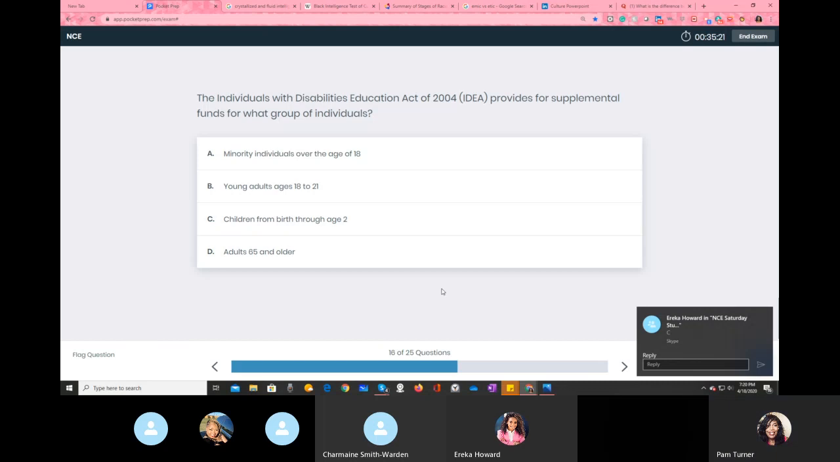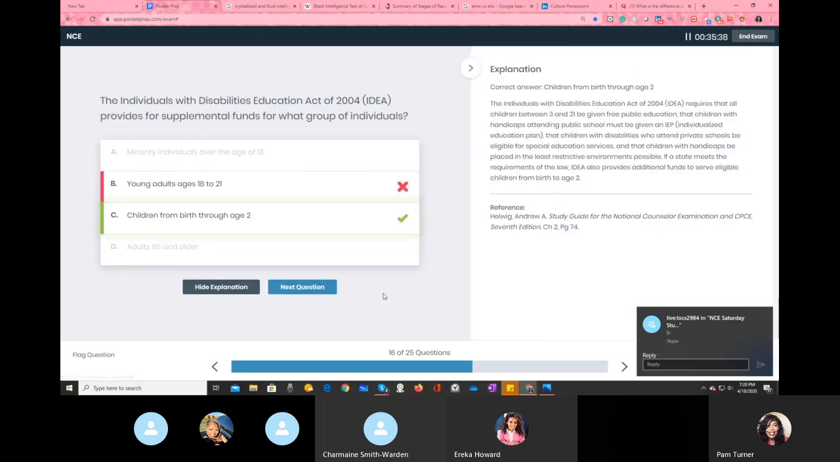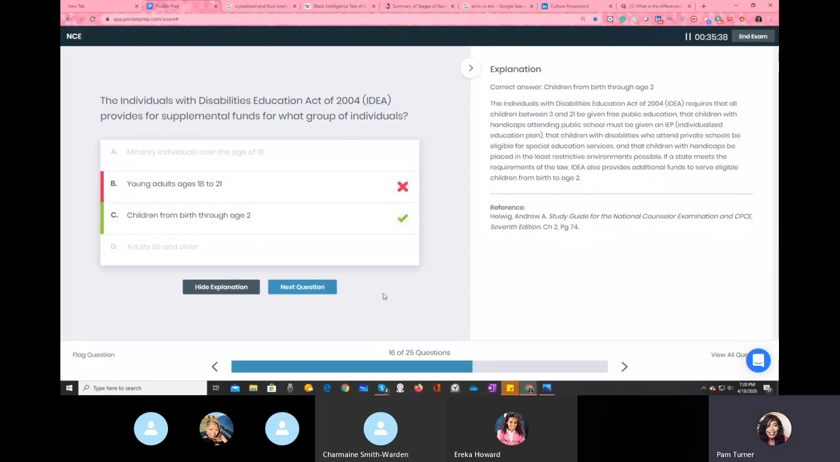I gotta see. It is because it's an education act. So it has to do with people going to school. Supplementary funds for... okay. It says that all children between the ages of 3 and 21 will be given an education. So that's the best answer. So yes, B is correct, but it's going to take care of everybody. Children between the ages of 3 and 21 get free public education. And it really wasn't developed until much later. So there were still schools that said, we really just cannot educate your kid.